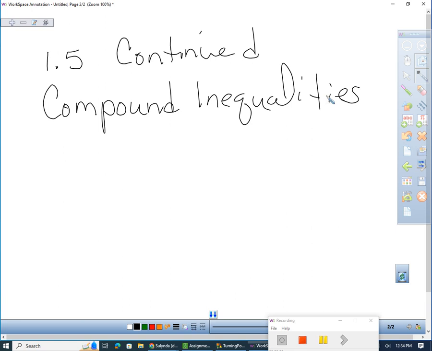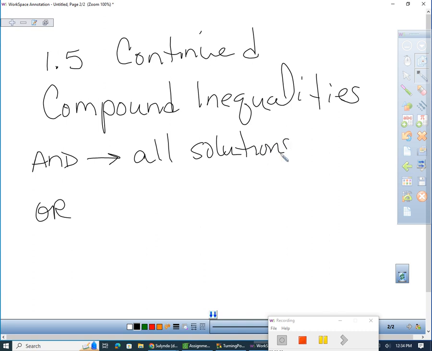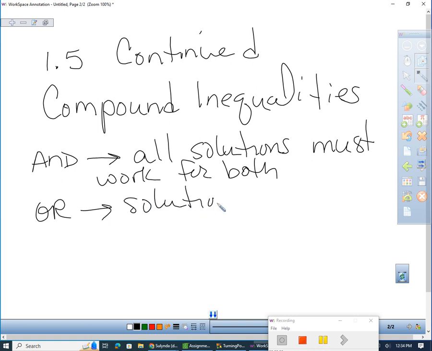Just like compound sentences in English, we have compound inequalities. We have and, and we have or. And means that all of your solutions solve both parts. All solutions must work for both. For an or problem, solutions work for one or the other.